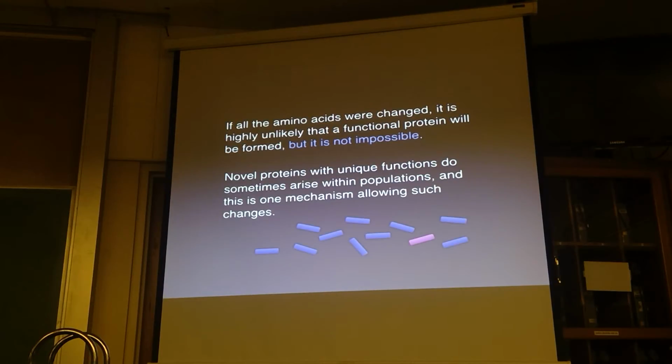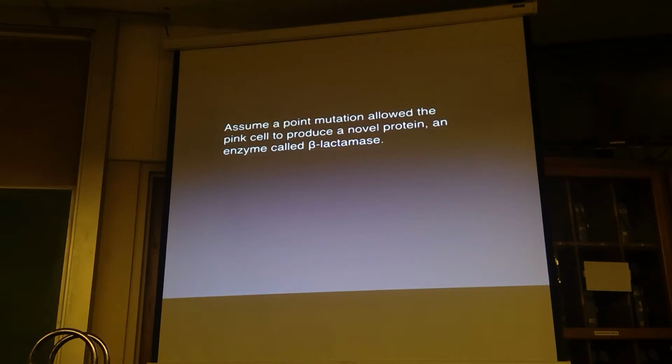So let's look at a situation where we have a bunch of bacteria. In this case, they're all blue and there's one pink guy. That pink dude is a mutant. So it has experienced some kind of a mutation. Let's assume that that was a point mutation that allowed that pink cell to produce a brand new protein. So it was a frameshift. It was either an insertion or a deletion. We get a shift in the codon reading frame. We have a brand new protein with a brand new function. This particular protein is going to be an enzyme, and the enzyme is going to be called beta-lactamase. Anybody know what a beta-lactamase enzyme does?